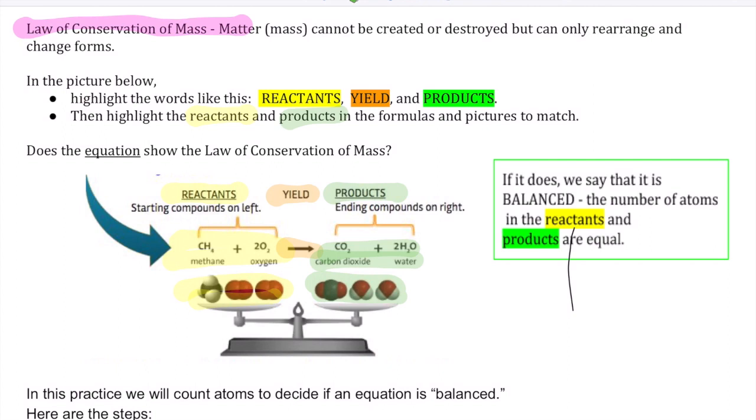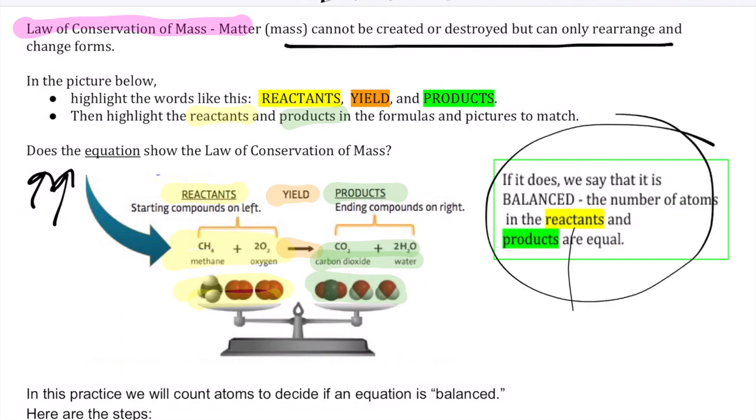And so the question here that I'm going to read now, right here, does the equation show the law of conservation of mass? Does it show that matter or mass cannot be created or destroyed, but can only rearrange? And if it does, we say that the equation is balanced. The number of atoms in the reactants and products are equal. So here's what we mean when we say they have rearranged.